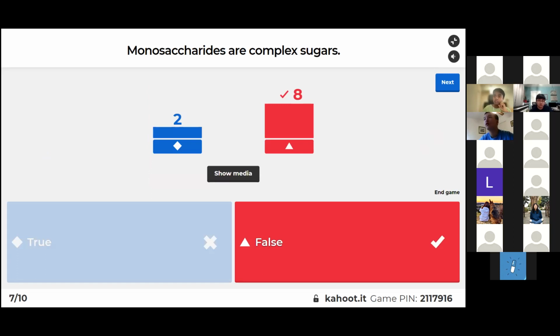Okay, good. So monosaccharides are not complex sugars. Remember the prefix mono means single or simple. So the answer should be that they are simple sugars, so that's why this is false. Disaccharides or polysaccharides are the combos of multiple monosaccharides. So that's where the complexity of the sugars comes in.